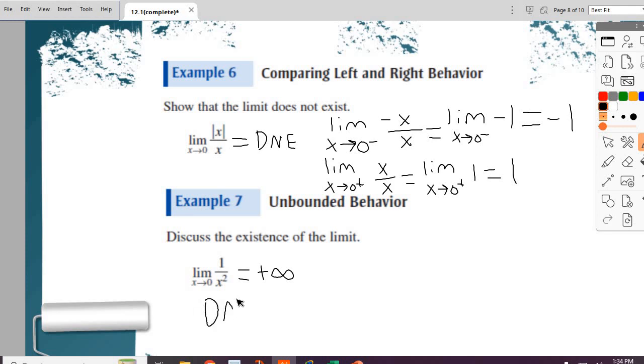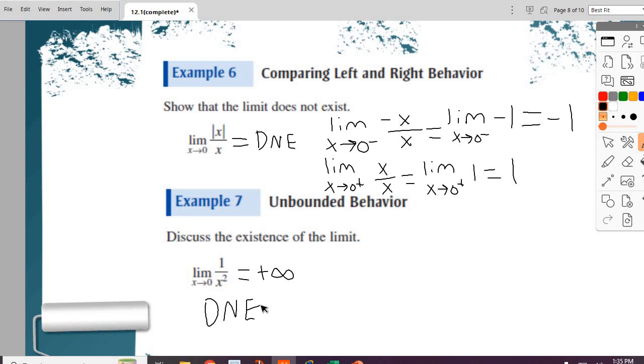But we can use this notation to describe the behavior, to say that it's shooting up forever. But we can't actually say that it is infinity, because in order for it to exist, it has to be an actual number. Are y'all okay with that idea? I can't have unbounded behavior, which is what asymptotes are.